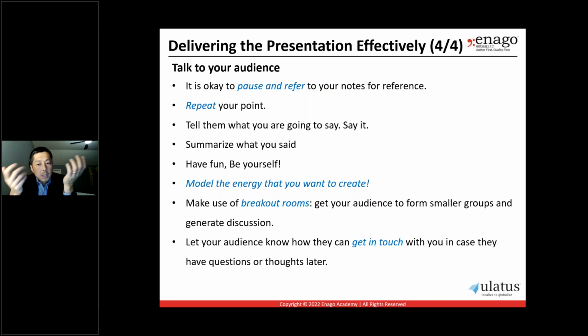If you have the technology, maybe you can do breakout rooms. I think people really enjoy talking to each other and generating some discussions, and then let the audience know how they can get in touch with you.